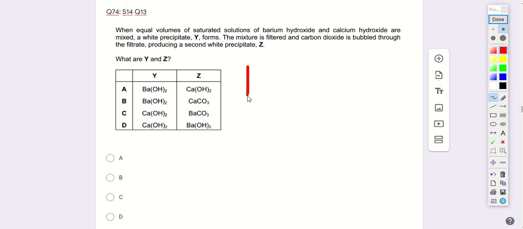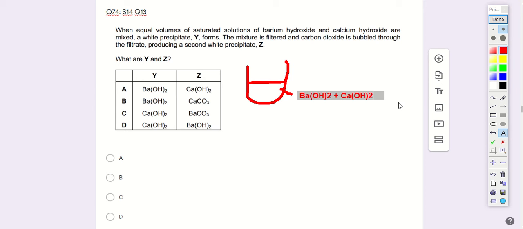So first in the flask, we have barium hydroxide. Add together with calcium hydroxide. Then they say one precipitate is formed. So it's like both are saturated.